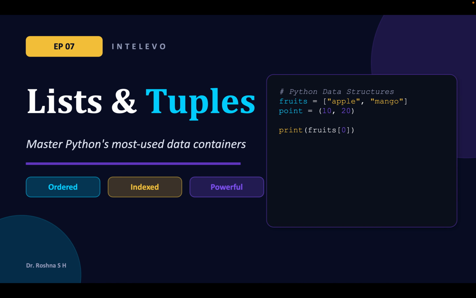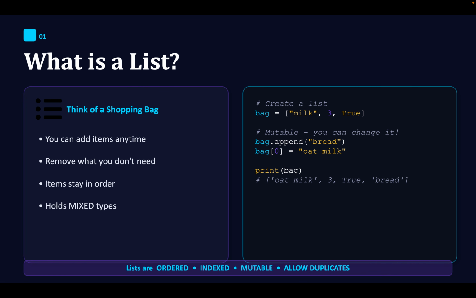I'm Roshna here. Today we will discuss lists and tuples, which are the backbones of data handling in Python. Think of a list just like your shopping bag. In your shopping bag, you can toss in milk, eggs, or anything you would like to have in your bag, right? Similarly, in a Python list also, you can add or remove any items according to your wish.